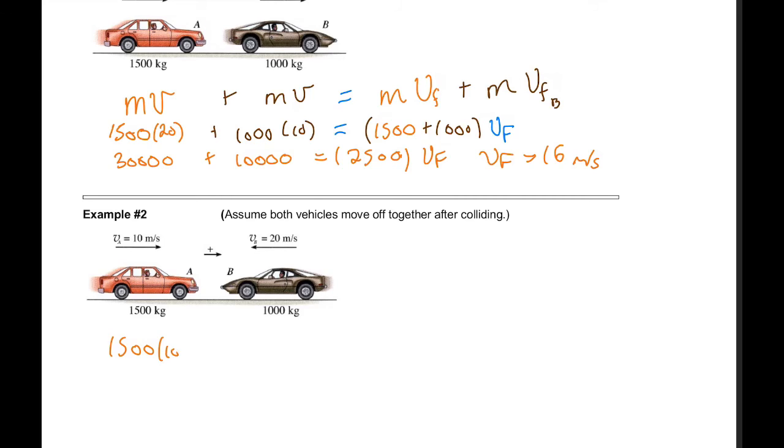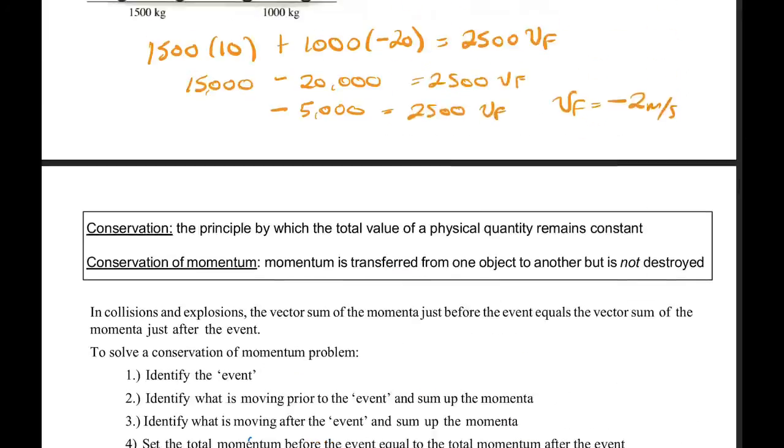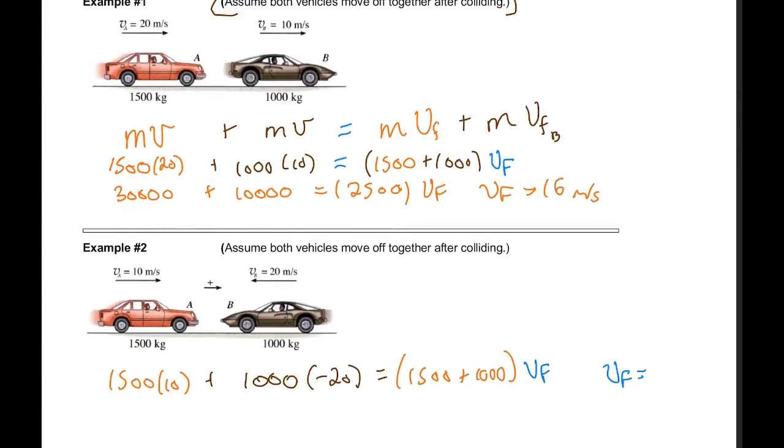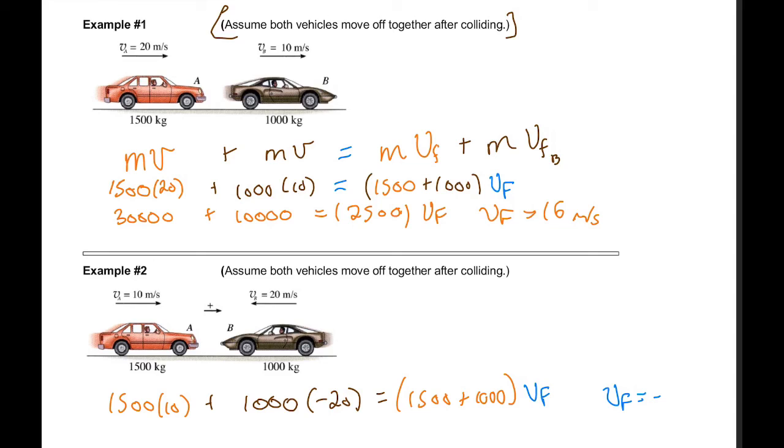So mv plus mv. Now notice the v is backwards. It's really important. Now they're going to stick together, so we'll just take that total final mass and we'll have a final velocity value. Now let's go ahead and use algebra to solve for our final velocity. So in this head-on collision, the final velocity comes out to be -2 meters per second, which means the combined cars move off to the left.